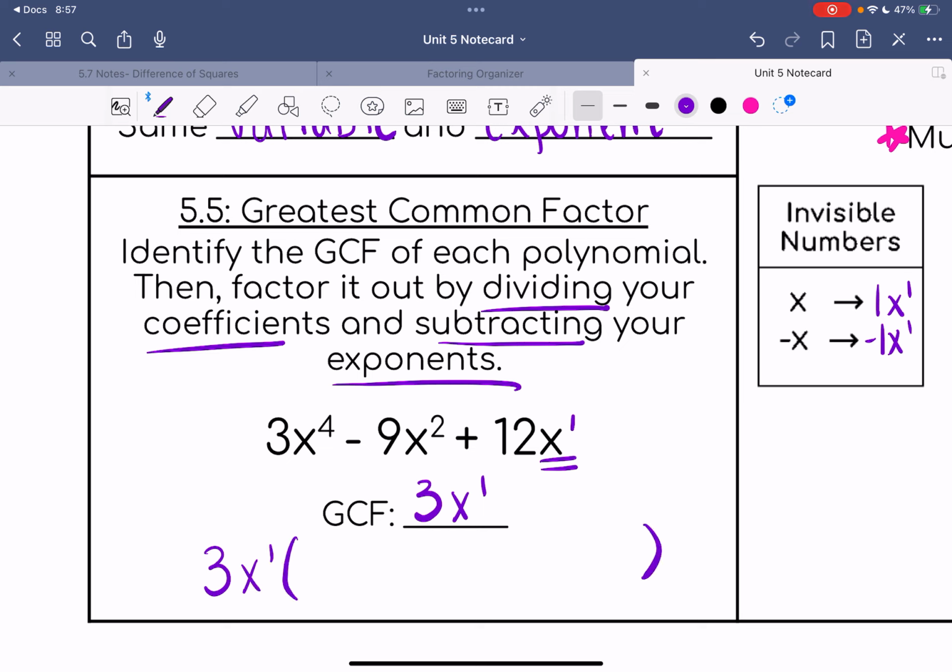Let's go ahead and divide that out. So 3x to the fourth divided by 3x to the first. 3 divided by 3 is 1. Then we subtract our exponents. 4 minus 1 is 3. Negative 9x squared divided by 3x to the first. Negative 9 divided by 3 is negative 3. Subtract our exponents: 2 minus 1 is just 1. And then 12x to the first divided by 3x to the first. 12 divided by 3 is 4. And subtracting our exponents, 1 minus 1 is none.